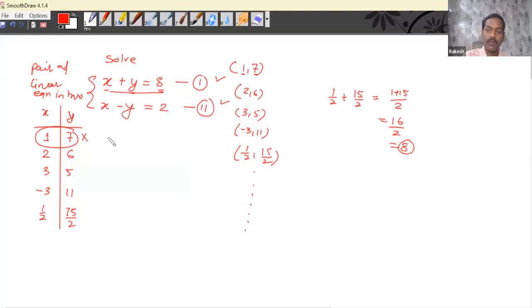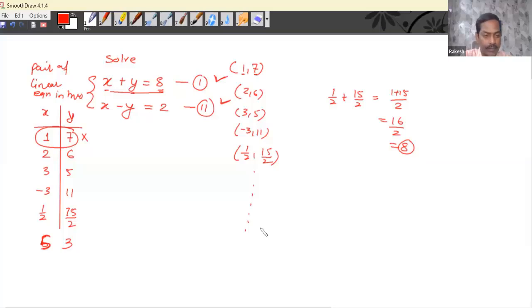For anything to be the solution for this pair of equations, it must satisfy equation number 1 as well as equation number 2 simultaneously. Right? So from here, if I just want to make a guess, then I can say that one of the solutions for this equation is 5 and 3. You can see that if I take x equal to 5, then the value of y has to be 3.